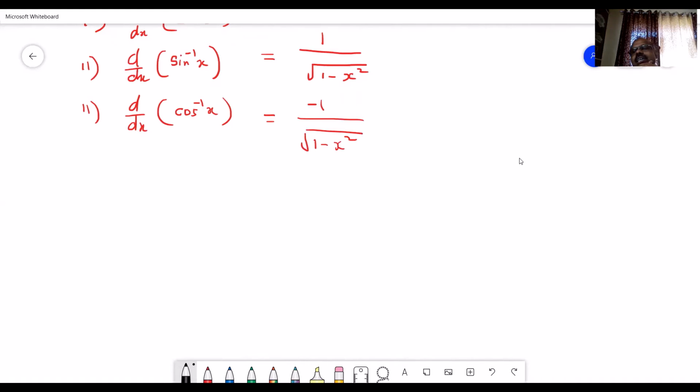And sine x is equal to cos x, and cos x is equal to minus sine x. So the same thing you remember here. Sine x was cos x only, but when you go to cos x, then it becomes minus. Same way, here sine inverse x is equal to 1 by square root of 1 minus x square. When you go for cos, then the plus 1 becomes minus 1. That is the only difference here.